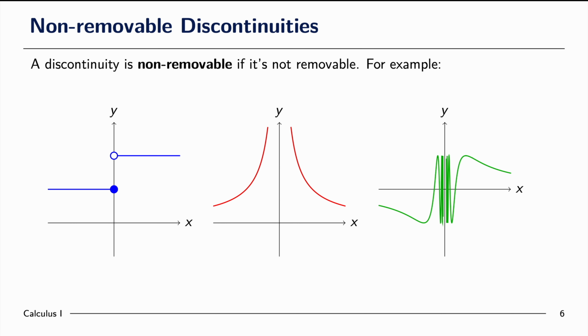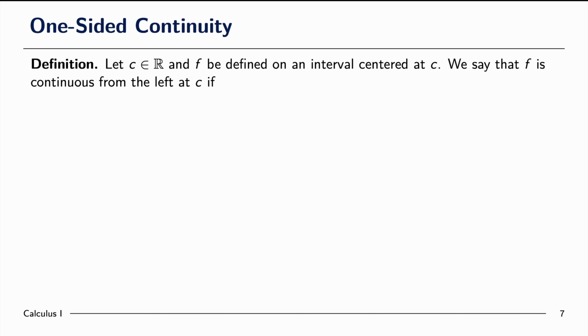And finally, if the function oscillates infinitely between two points, then we also say that the function is discontinuous and has a non-removable discontinuity. Let's now define one-sided continuity. Let c be a real number, and f be a function defined on an interval centered at c. We say that the function f is continuous from the left at c if the limit of f of x as x approaches c from the left is equal to f of c.